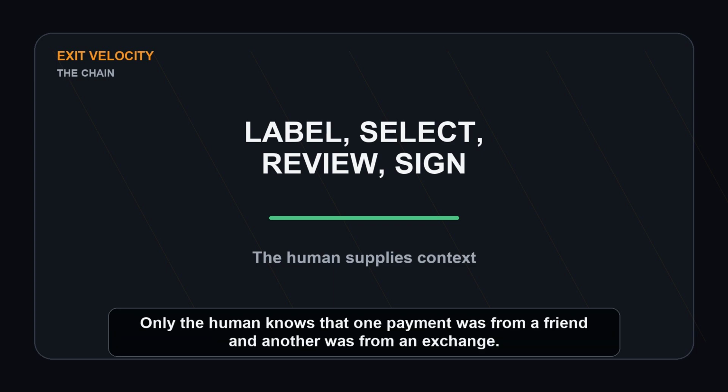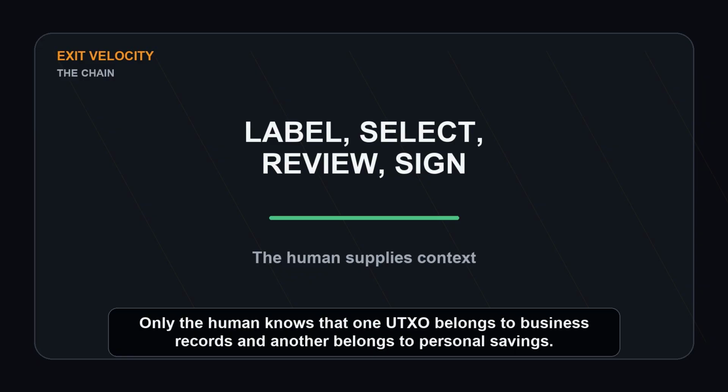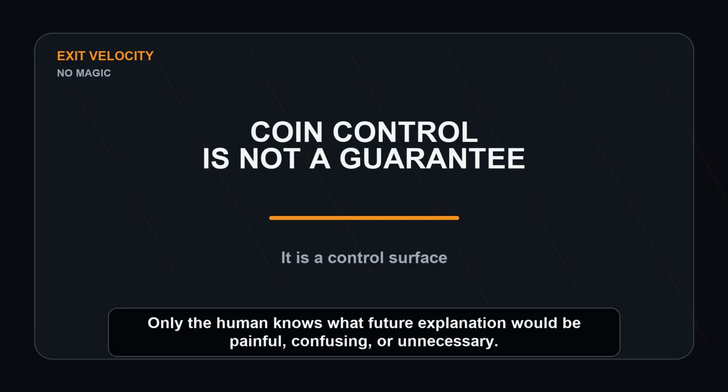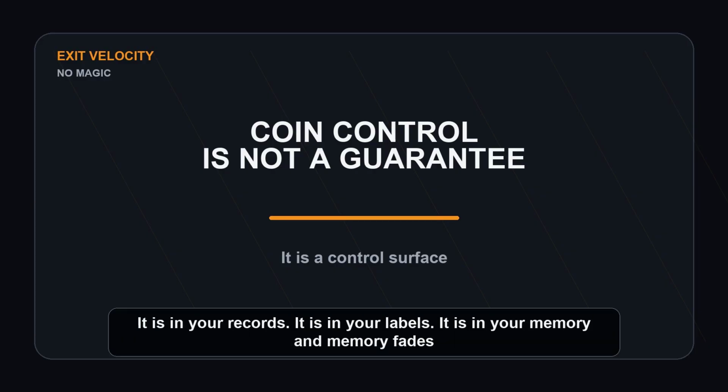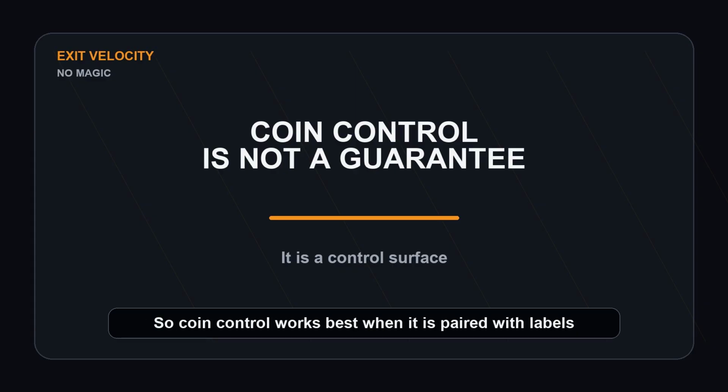This connects directly to the last few episodes. Wallet labels preserve memory. Recovery maps preserve context. PSBTs package transaction information for signing. Coin control decides which pieces of your wallet enter the package. That is the chain. Label, understand, select, review, sign. Break any one of those, and the transaction may still work technically while failing your intent.